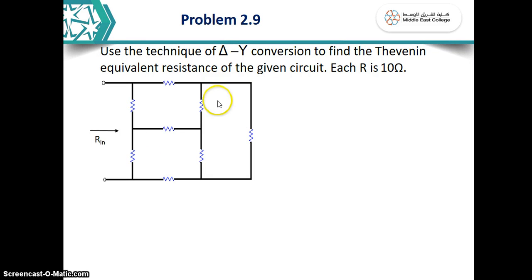This problem, the question is again using the delta to Y conversion, we have to find the Thevenin equivalent resistance. Each resistance R is given as 10 ohm. So we have to find the resistance between these 2 points. Let me mark them as A and B.